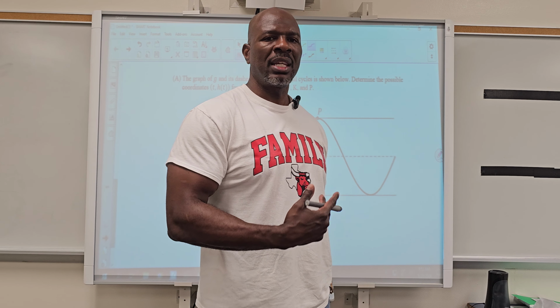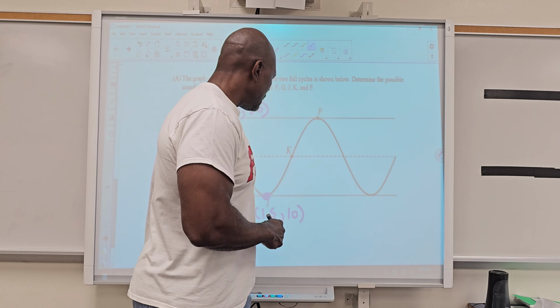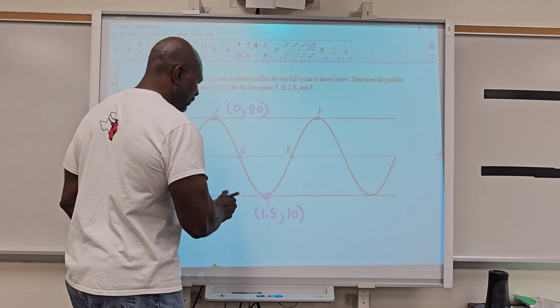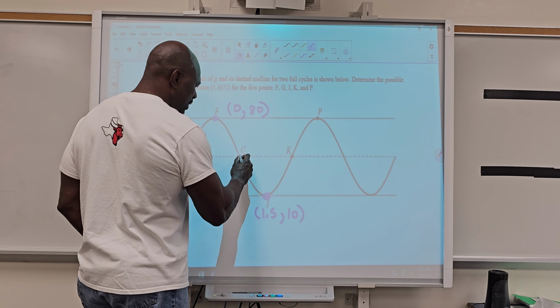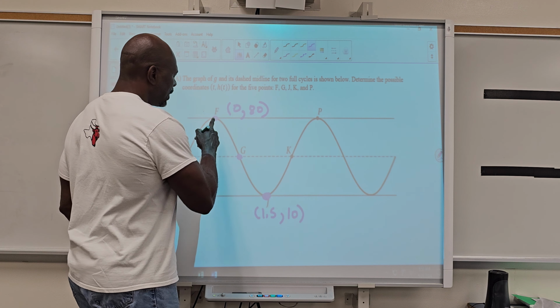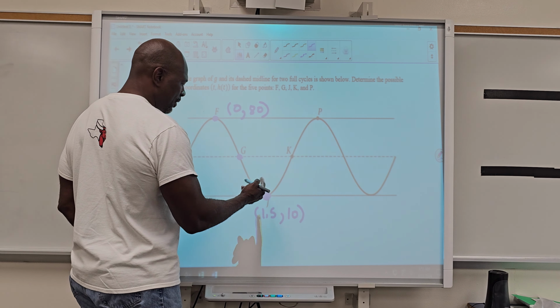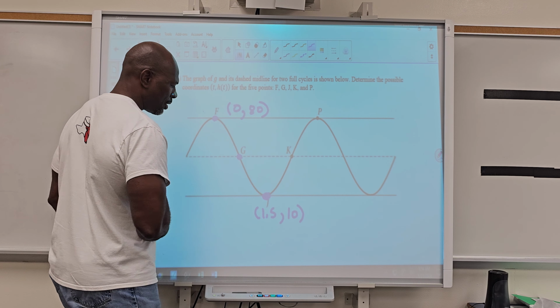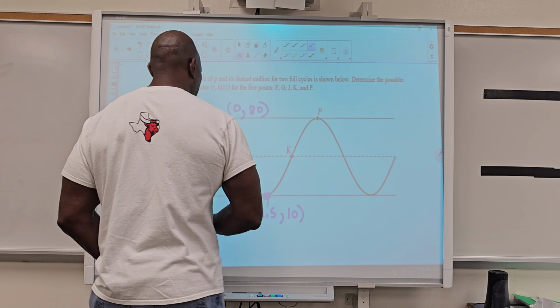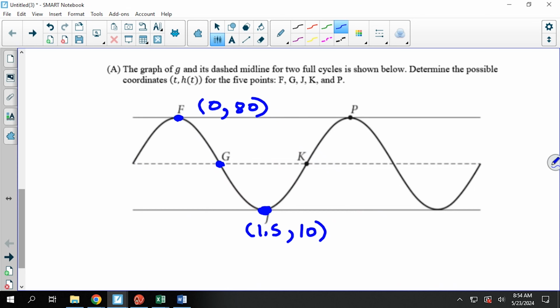So I'll use that same logic to get the t coordinate for G. Again, G is in the middle of F and J, so I'll just get the midpoint, adding these and dividing by 2. So 0 plus 1.5 divided by 2, that's 0.75. So the t coordinate for G is going to be 0.75.